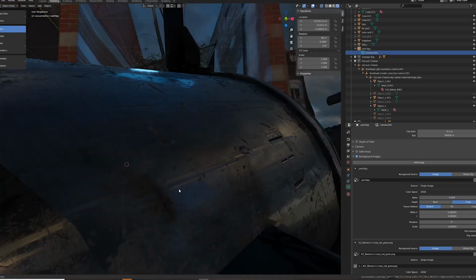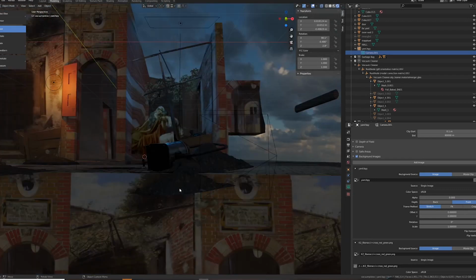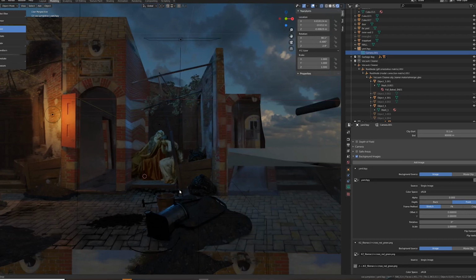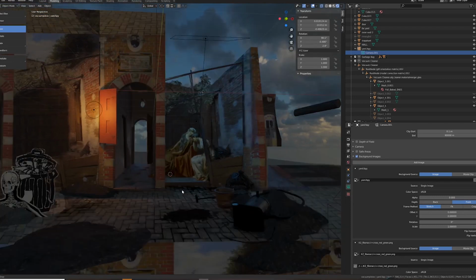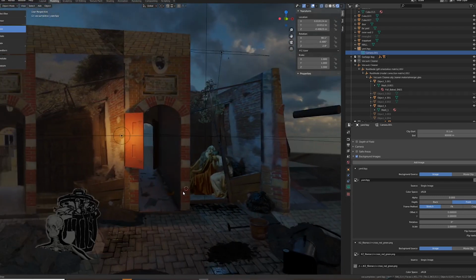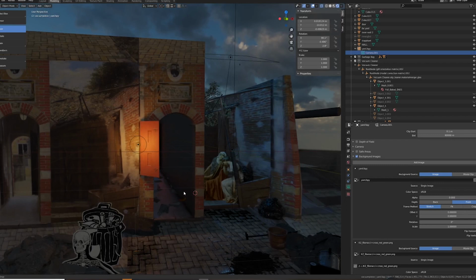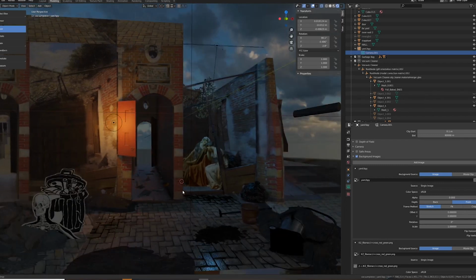And I'm really impressed by the real-time renderer in Blender 2.8. Really impressive. But anyway, I was struck by a peculiar feature here. When I click on the camera, I can choose a background image, and that's what I'm using here for reference with the original painting.